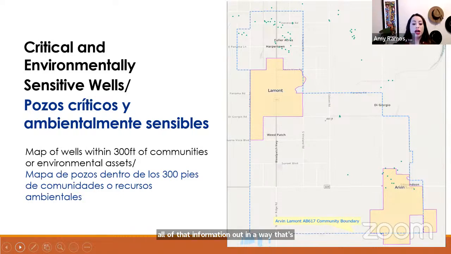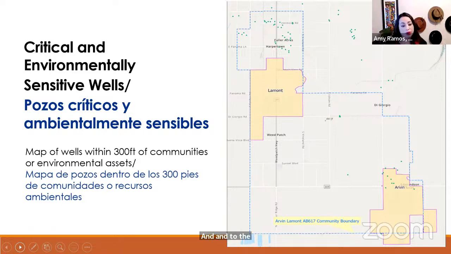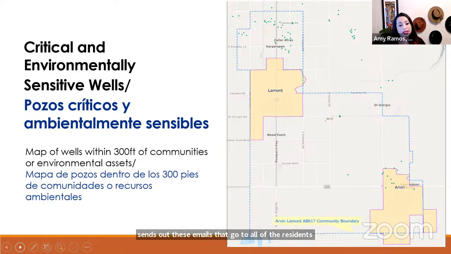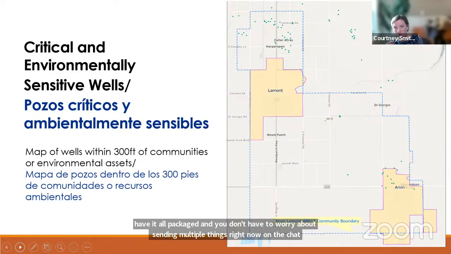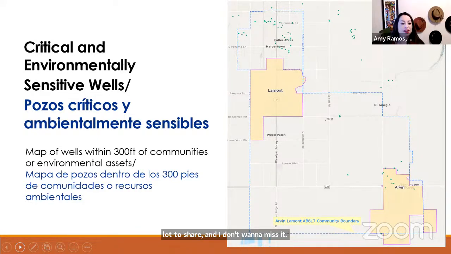That's a really good point, Courtney. I'm wondering if what we could have you all do is send an email with just exactly that triage approach of who would email for what, to the air district. And then the air district sends out these emails that go to all of the residents and folks on the listserv. That way they can have it all packaged and you don't have to worry about sending multiple things right now on the chat. Perfect. That's helpful because I know that we've got a lot to share and I don't want to miss it. So that's a great idea. Love that. Great. Thank you for that.